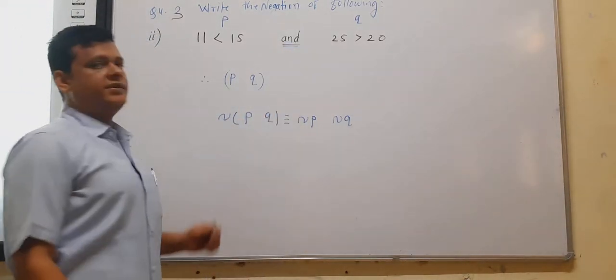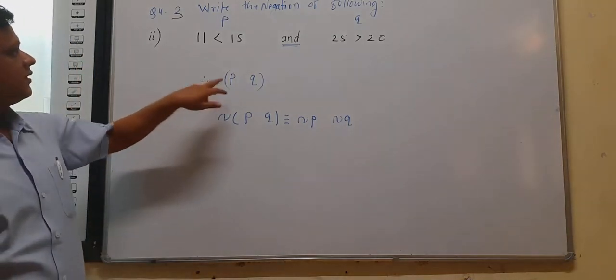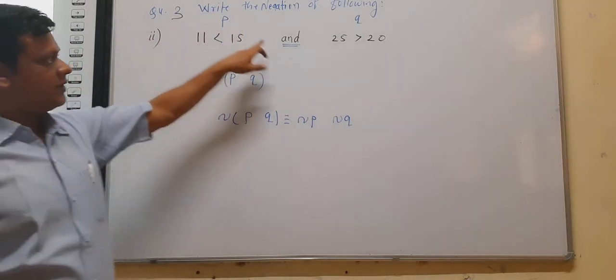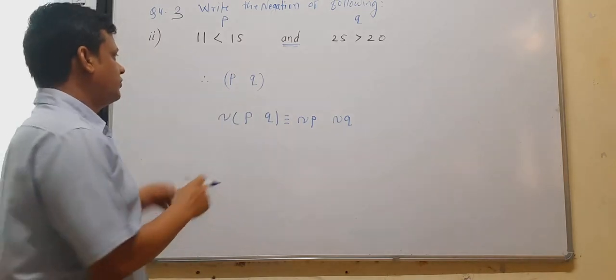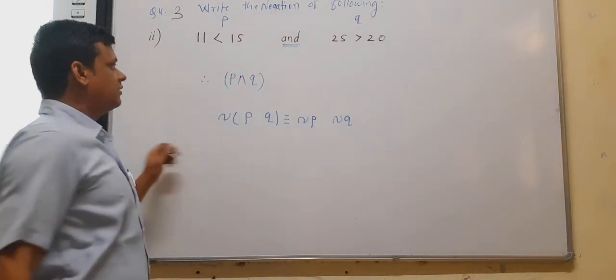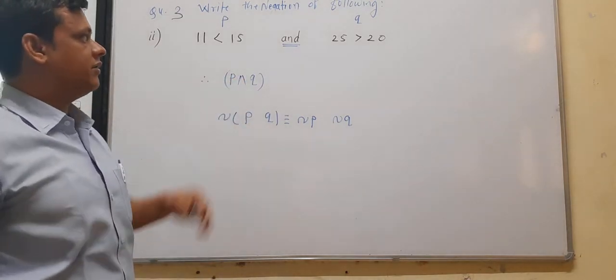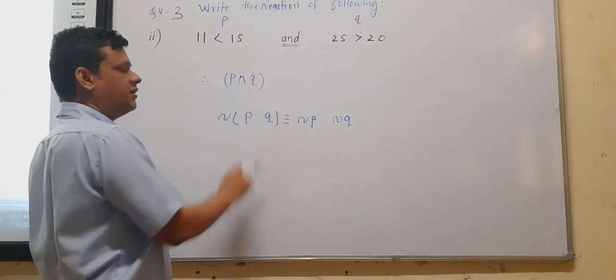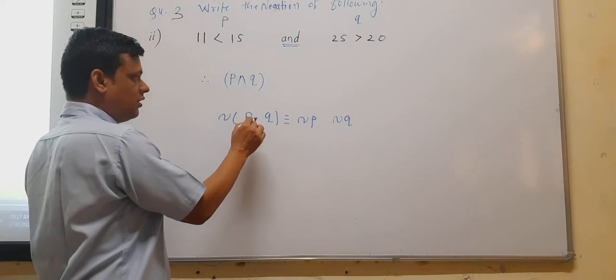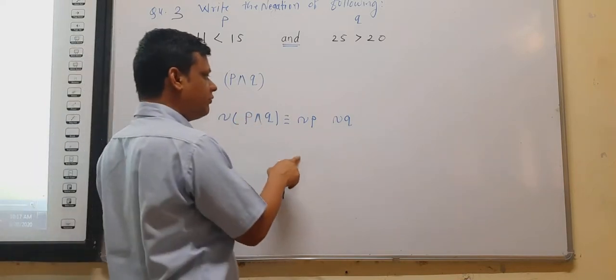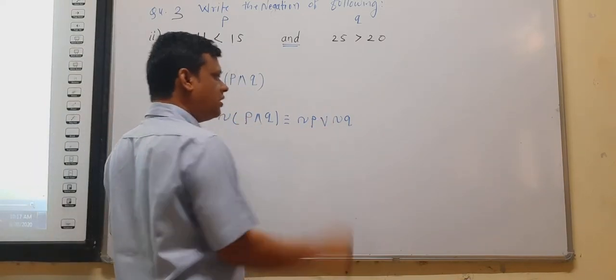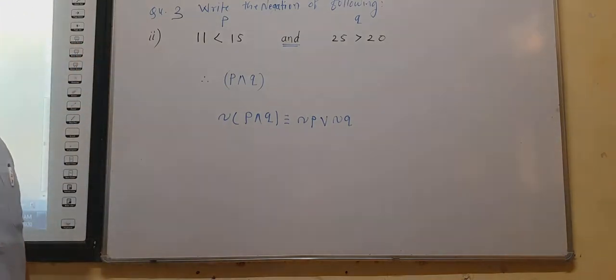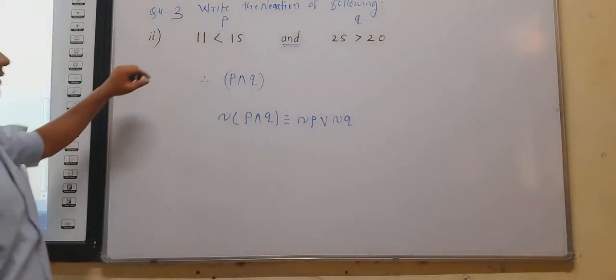Now write the symbolic form. First statement is P. Here is conjunction, so we write the symbol for and. Therefore, symbolic form for the given statement is P and Q. Now, the negation of a conjunction: negation of P and Q is equivalent to negation of P or negation of Q. So, we have to write the negation for the given statement first.